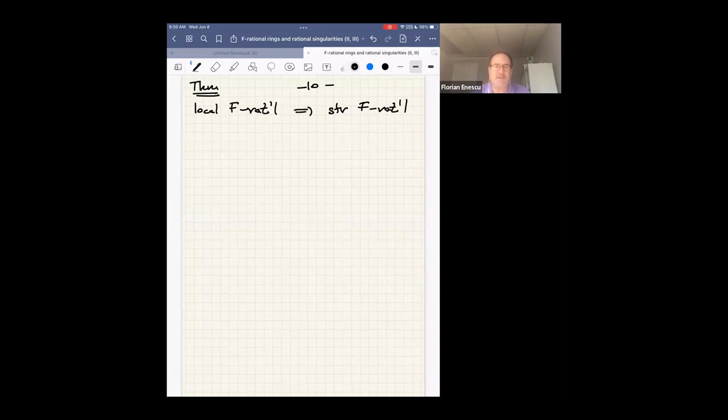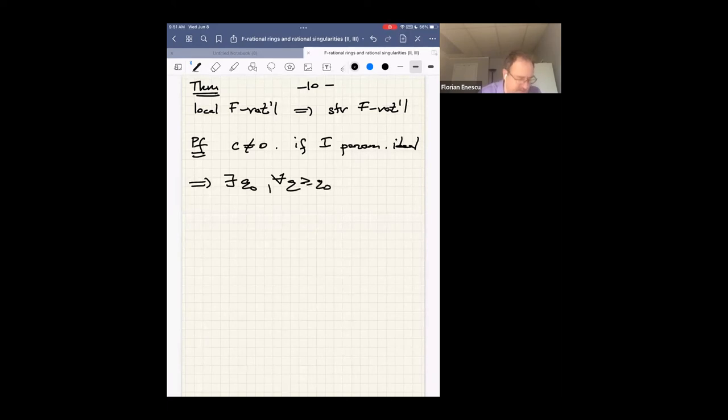So finally, how do we use all this to show that F-rationality implies strong F-regularity? R is a domain, so it's enough to take C non-zero. We need to show that if I is a parameter ideal, then there exists Q0 such that for all Q greater or equal than Q0, this map is injective. That's what we want. This follows immediately from F-rationality for full systems of parameters. How do you do it for partial systems of parameters?